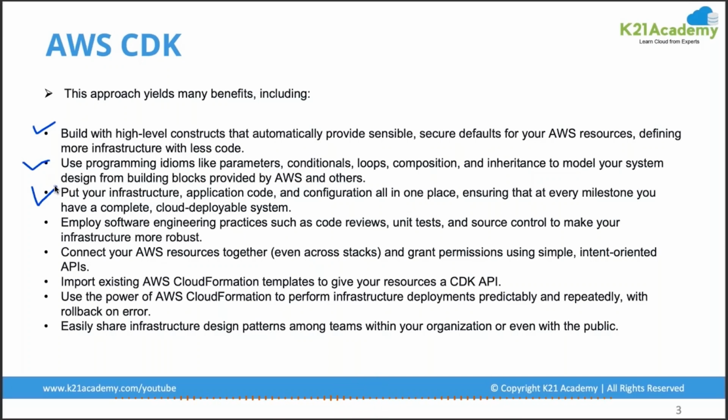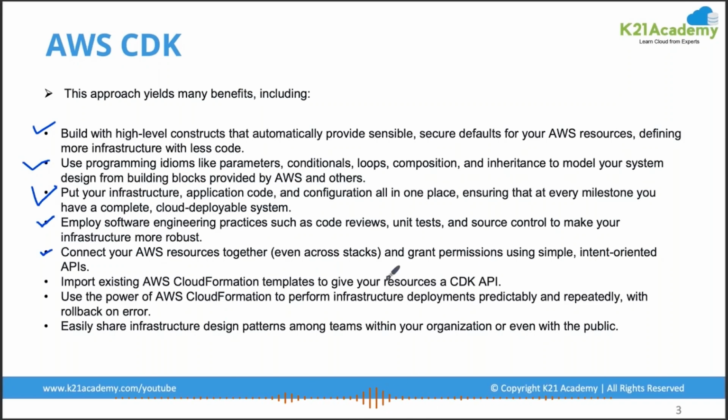So you can employ your software engineering practices such as code reviews. Right now, using a programming language, you get a lot of benefits. In the programming language, you can do a code review, you can do a test, you can do source control to make your infrastructure more robust. Infrastructure as code makes it, to an extent, a more programmatic approach. But if you directly use a programming language, it will help you to use programming best engineering practices, such as code reviews, unit tests, source control to make your infrastructure more robust, right?